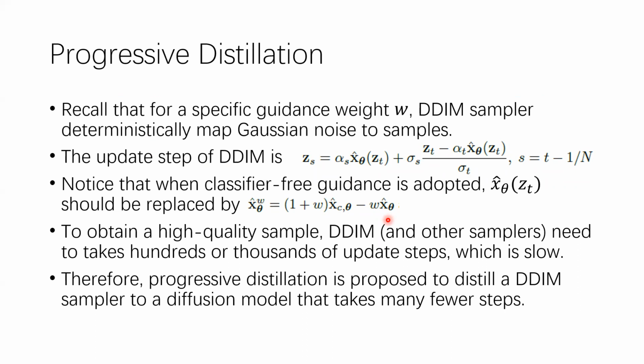But a downside of the DDIM sampler is that to obtain a high quality sample, it needs hundreds or thousands of update steps, which is quite slow, especially if you're generating a video. So therefore, in an earlier paper, but also in this paper, they propose a technique called progressive distillation to distill a DDIM sampler into a diffusion model that takes many fewer steps to generate the images.